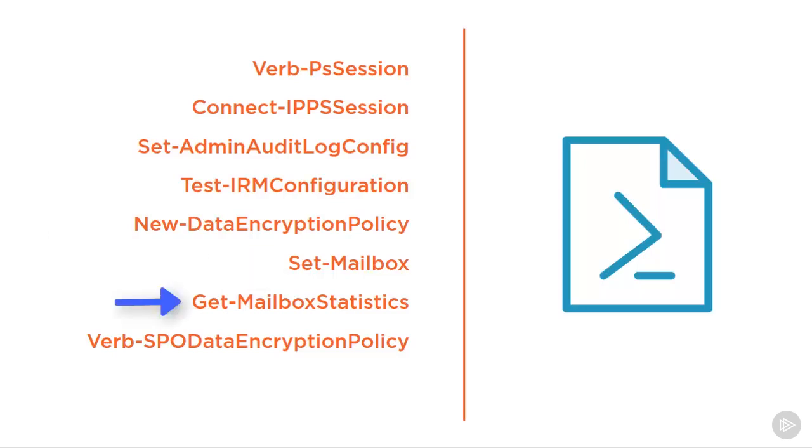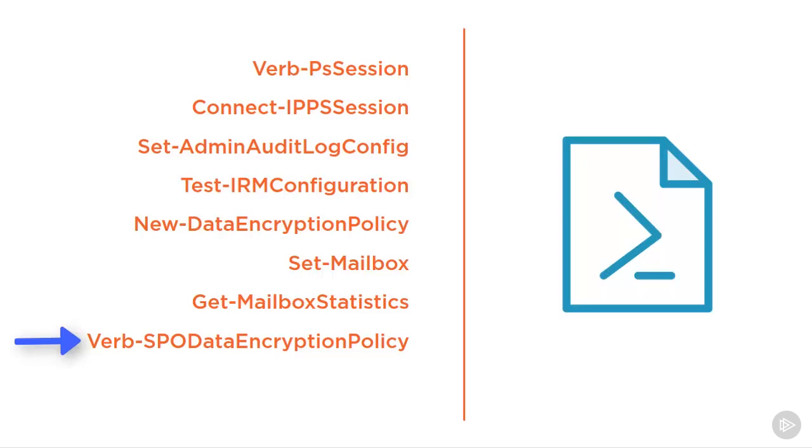We can retrieve information about a user's mailbox using Get-MailboxStatistics. This will determine if the mailbox is encrypted and also retrieve the GUID of that mailbox. We also have the verb-SPODataEncryptionPolicy. And the verbs are register as well as get as well as update. And this allows us to register a DEP to begin encryption in SharePoint Online.